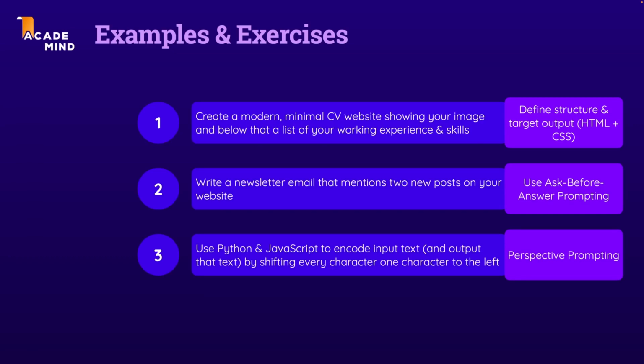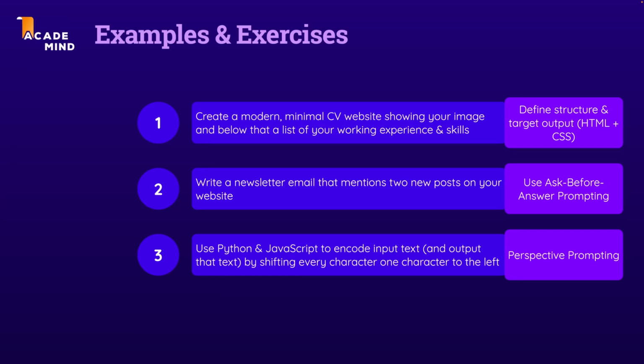So ChatGPT should, of course, write that newsletter email. You should write a prompt that leads to that newsletter email being written by ChatGPT. And in that newsletter email that should be written by ChatGPT, you want to have 2 new posts that you might have on some fictional website being mentioned by ChatGPT. So again, you should write such a prompt. And here I want you to use this ask before answer prompting technique to make sure that ChatGPT writes a better newsletter email than it might write without that technique being used.